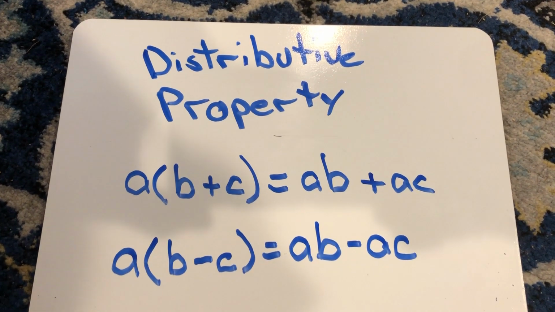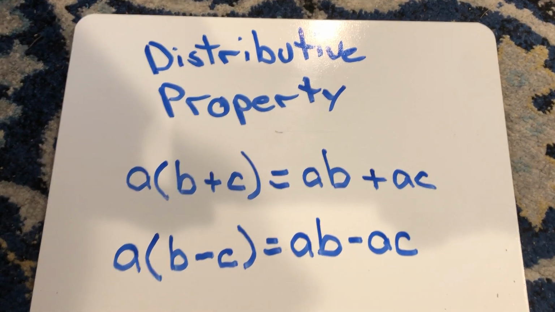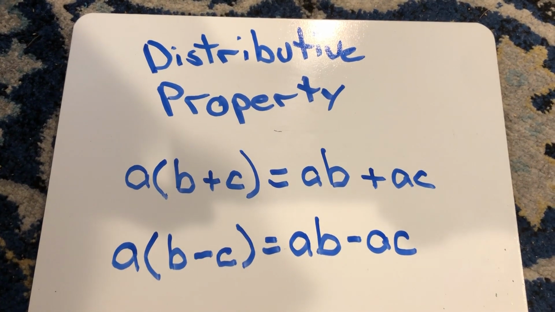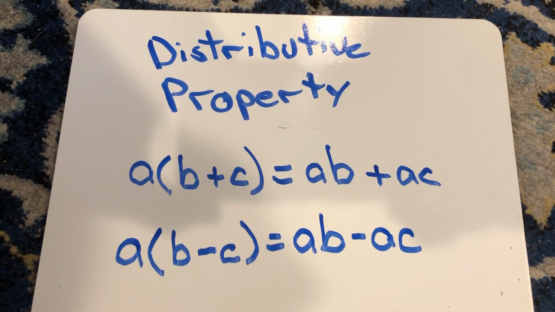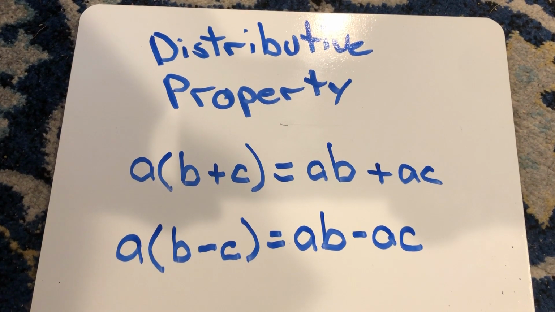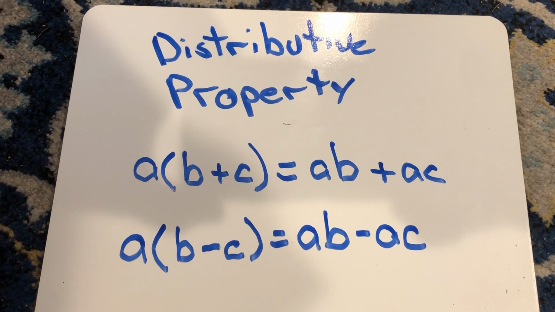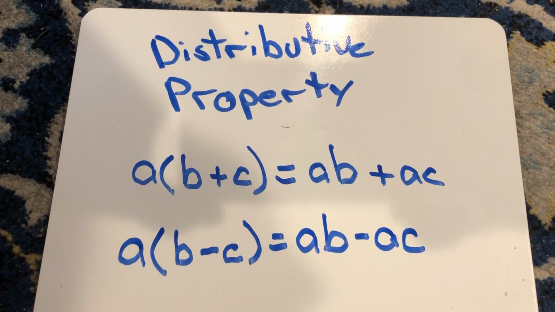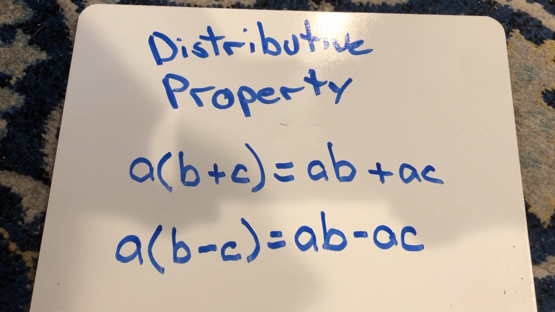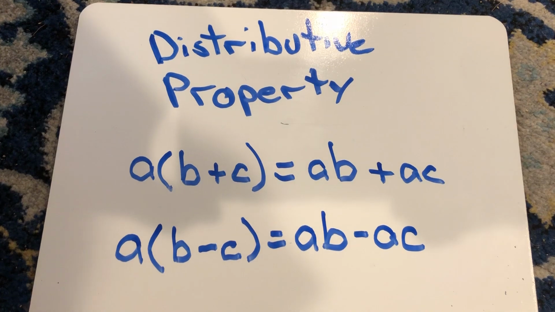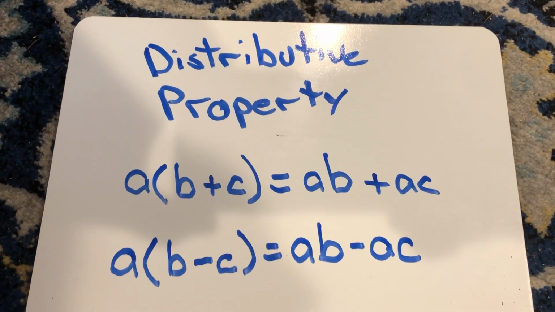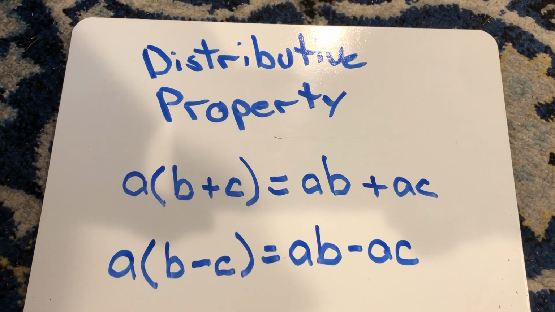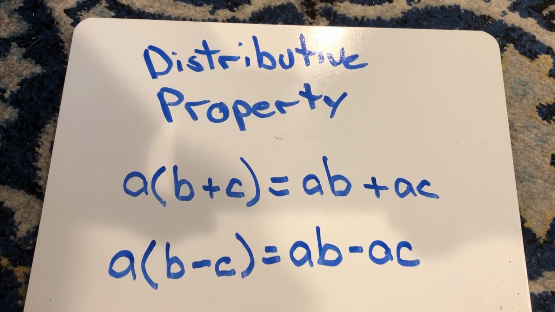The bottom one shows that we do the same thing even if we have a negative number or we have subtraction in there. So A times B minus C is we start again with A times B, and then we go back and we do A times C, but this time it's going to be subtraction. It's A times negative C giving us negative AC. So on the top one we ended up with AB plus AC, and the bottom one we ended up with AB minus AC.